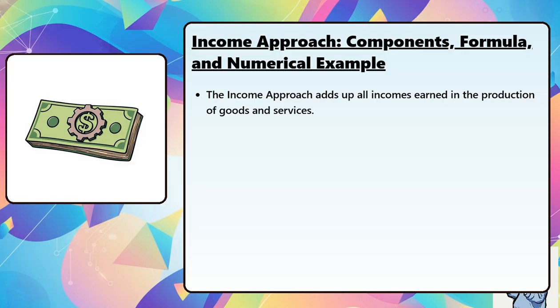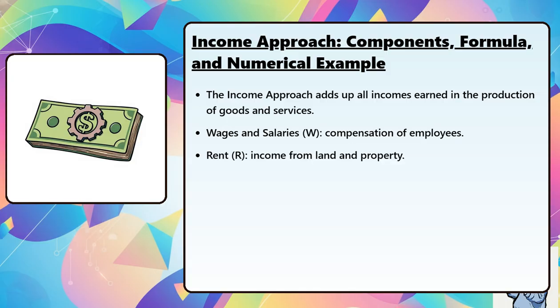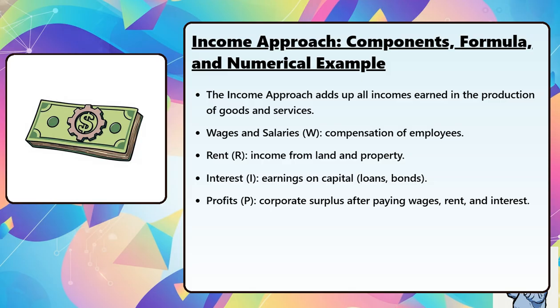The income approach adds up all incomes earned in the production of goods and services. Wages and salaries, W: compensation of employees. Rent, R: income from land and property. Interest, I: earnings on capital, loans, bonds. Profits, P: corporate surplus after paying wages, rent, and interest.